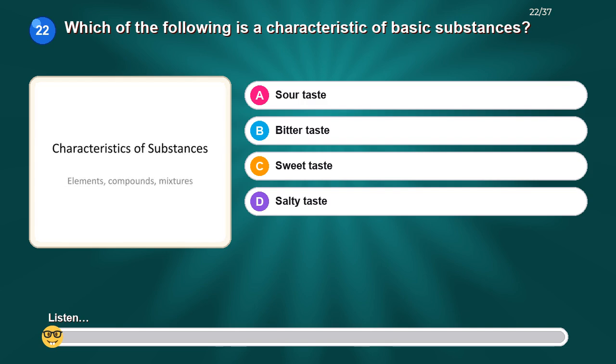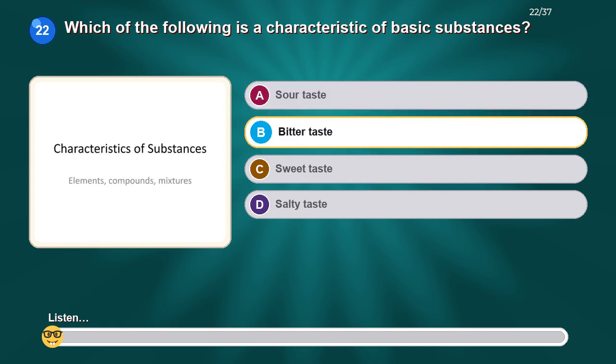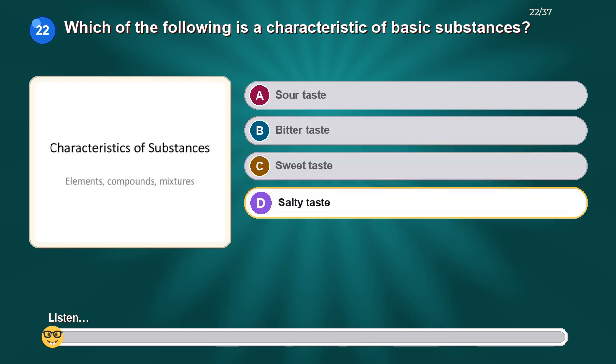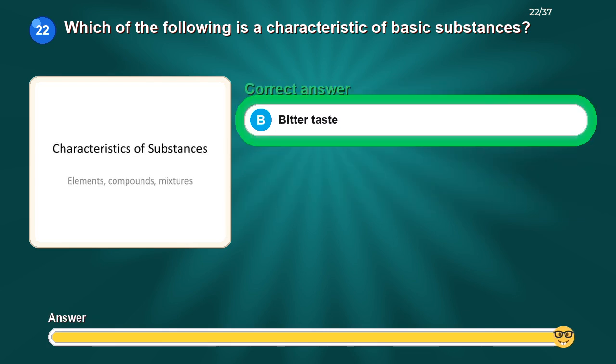Which of the following is a characteristic of basic substances? Option A, sour taste. Option B, bitter taste. Option C, sweet taste. Option D, salty taste. The correct answer is bitter taste.